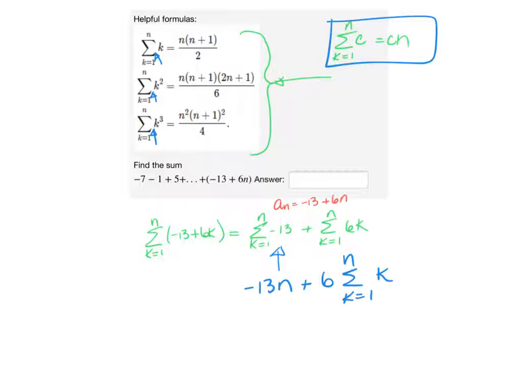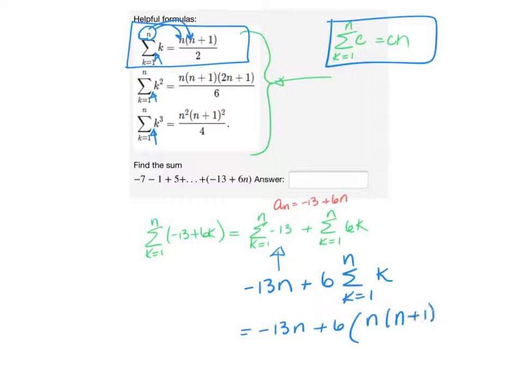Uh-huh. So what this ends up being then is negative 13n plus 6, and then I'm going to use this one right here. But when I use this one, as always, my upper limit gets replaced in, so the n's get replacing the k's. So I will have n plus 1 divided by 2.